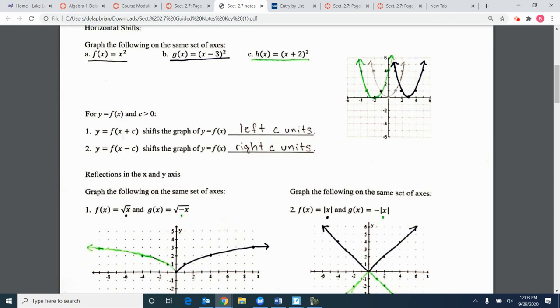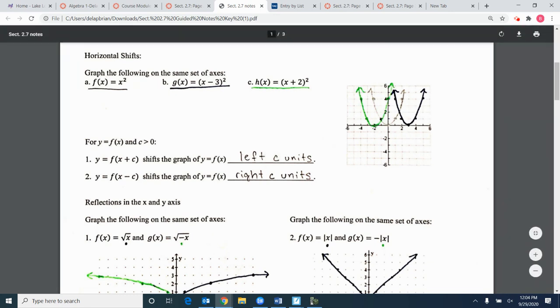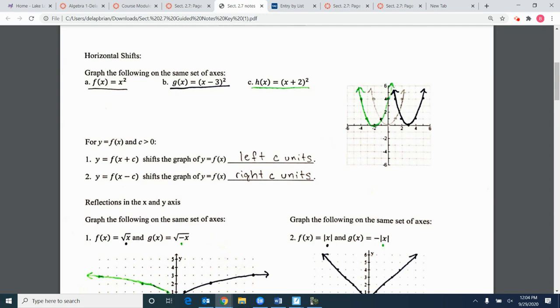For horizontal, you have to take that constant away from x and then either square it or put it in the square root or in the absolute value. But it's a little bit opposite. If it's x - 3, it's going to move right. If it's x + 2, it's going to move left. So this should say left C units for a plus C, and for a minus C, it should say right C units.